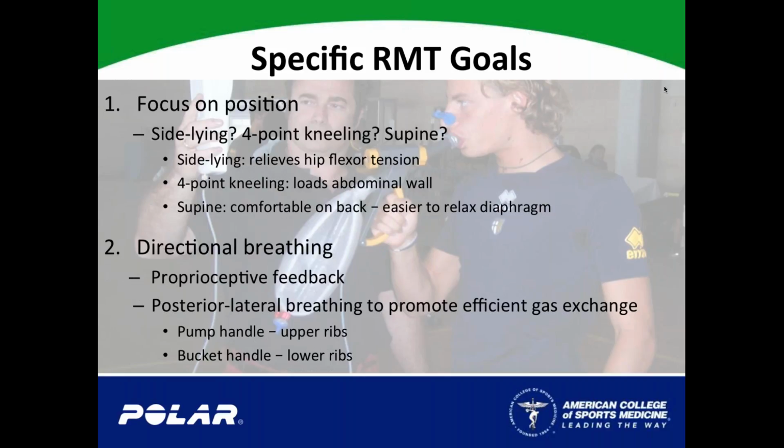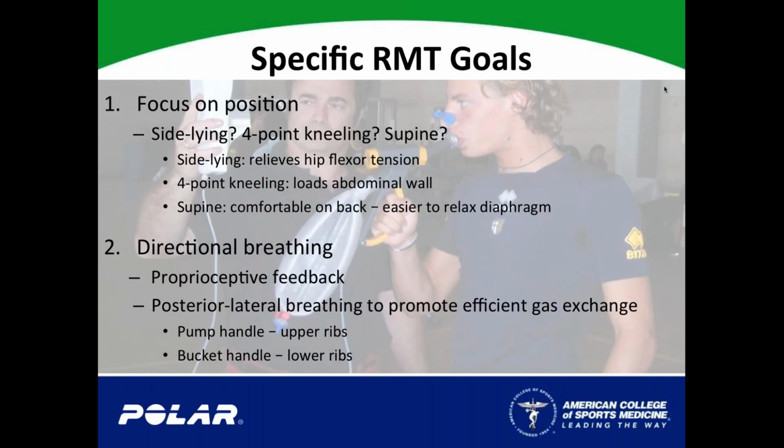So if you have somebody blow up a balloon in this position, it's going to load your abdominal wall right away. You're going to be able to feel those abs just by the position, and then you're going to be able to utilize those abs as respiratory muscles when you start to blow up the balloon. So you have sideline hip flexor relief, 4-point kneeling, loads the abdominal wall. Supine, it's comfortable on the back and easier to relax the diaphragm.